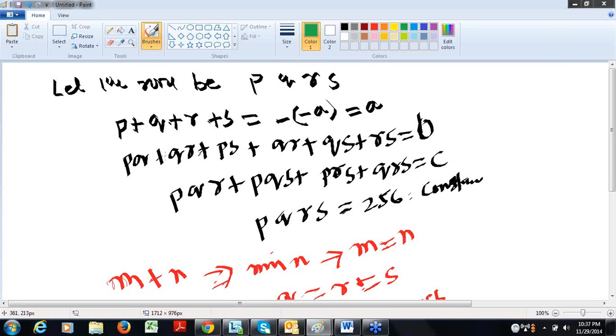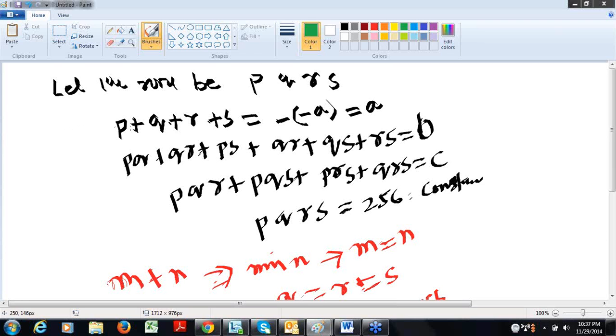So we have an equation. The equation is x to the power 4 minus ax cube plus bx square minus cx plus 256 is equal to 0. This is a fourth power equation, so four roots will be there. Let the roots be p, q, r, s. Now what we have to find out is the minimum value of a plus b plus c.